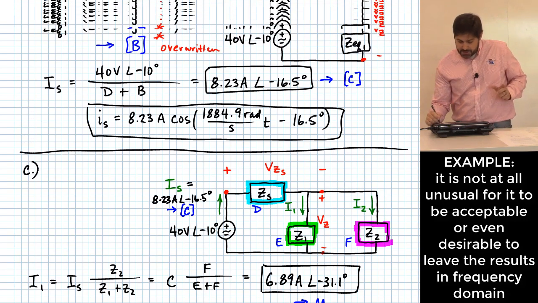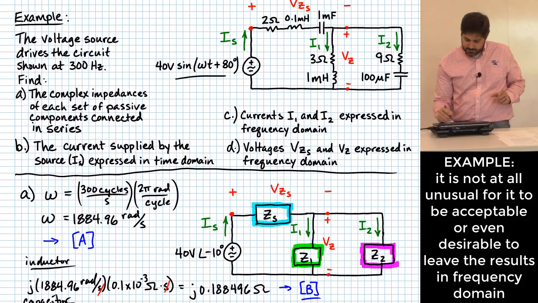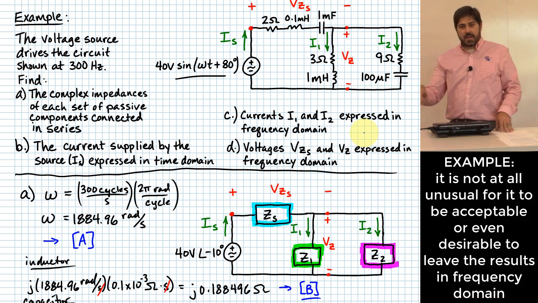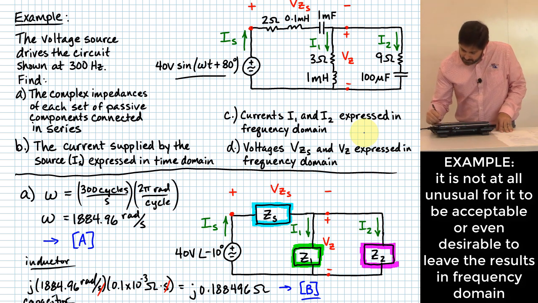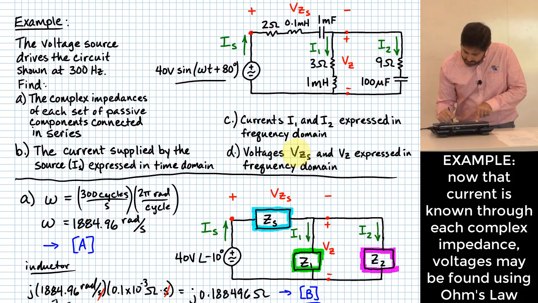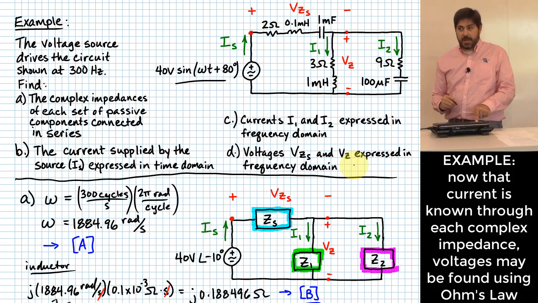Now, a good question just came up. Did the problem ask for those in time domain? Let's go look. Expressed in frequency domain. It is probably more common to see these AC problems say it's fine to leave it in frequency domain. You just need to know how to do the conversion to time domain if it asks for it. Okay? All right, what's the next part of the problem? Voltages VZS and VZ expressed in frequency domain.